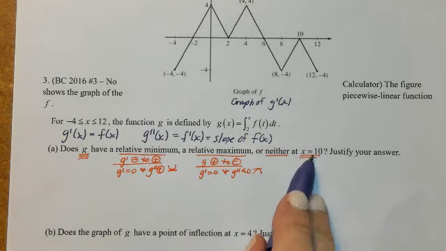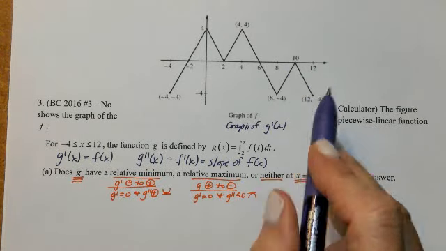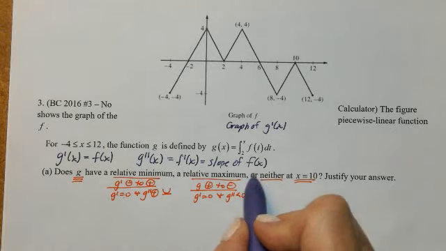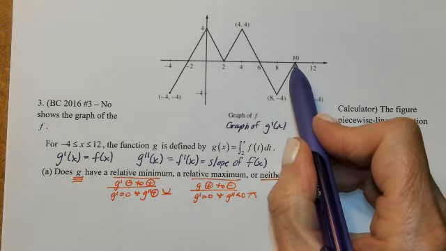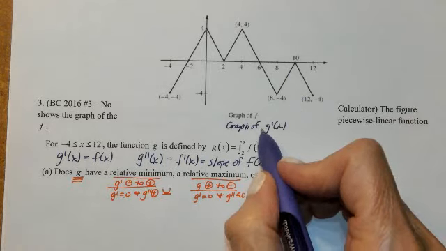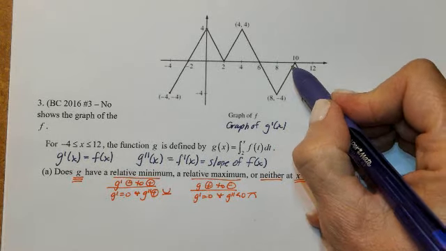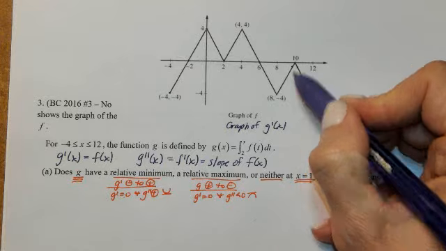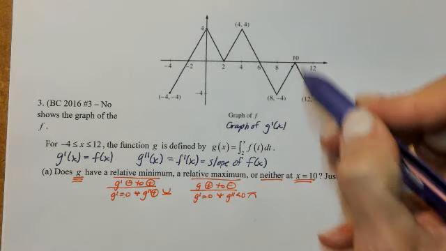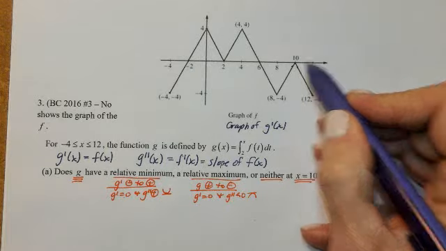Okay, so at x equals negative 10, I'm asking myself, does g prime go from positive to negative or negative to positive? And the answer is no, it doesn't do either of those, because g prime is negative here and g prime is negative here. This is the graph of g prime, so we're just looking below the x-axis, so g prime is negative at both those spots.